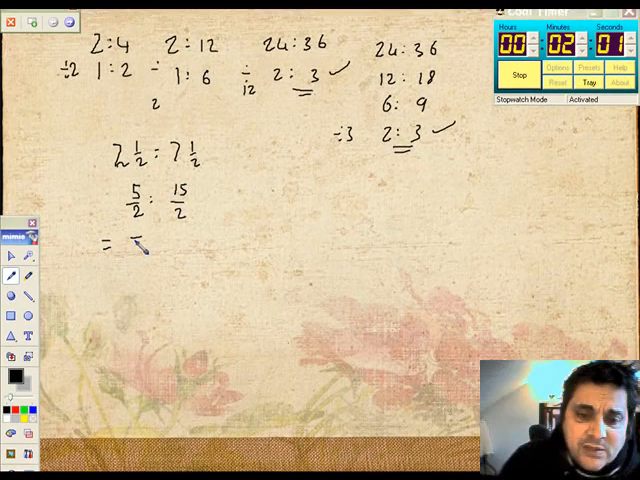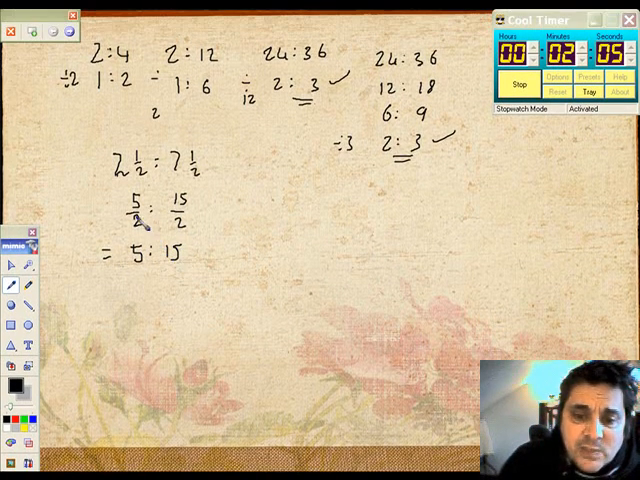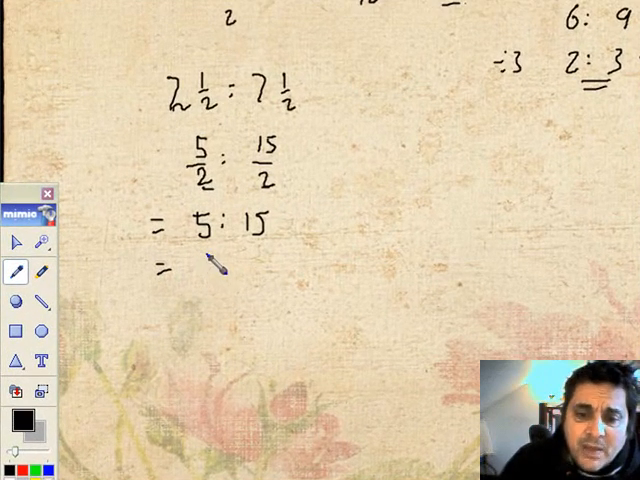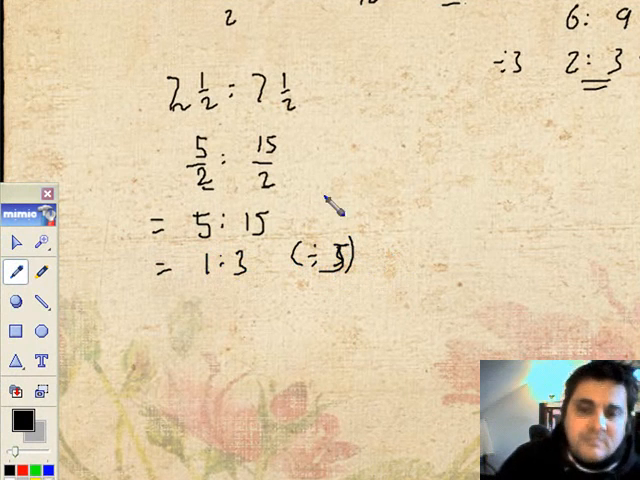So I can go straight into the ratio and call it 5 lots to 15 lots, since we're talking about the same lot there and there. And we can further simplify by going 1 to 3, because we've just divided each part by 5.